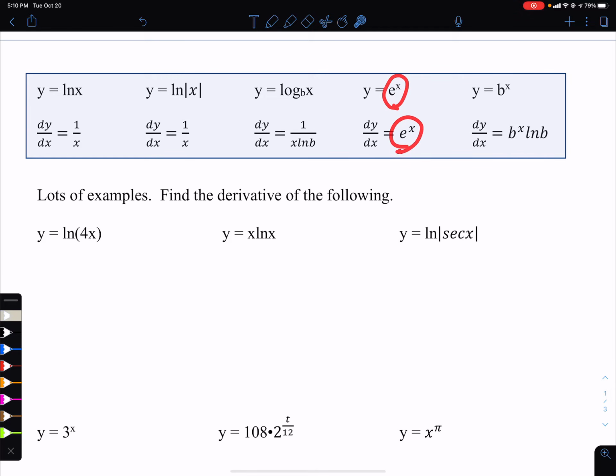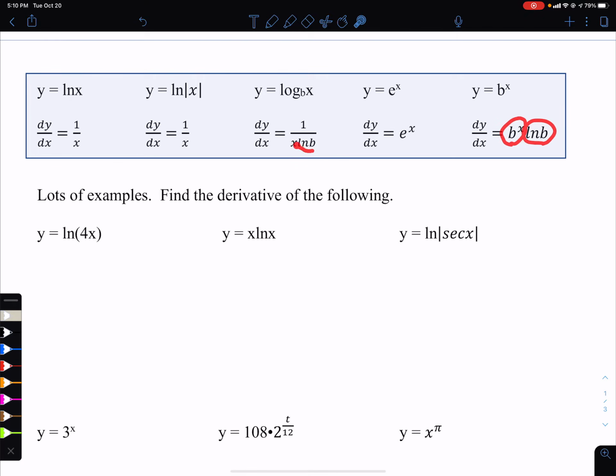E to the x is e to the x. Now if you look at this, this is the same thing. It's just a different number to the x. This was 2.714 something to the x. This is some base to the x. So I still am my own grandpa, but I need to multiply by ln of b.